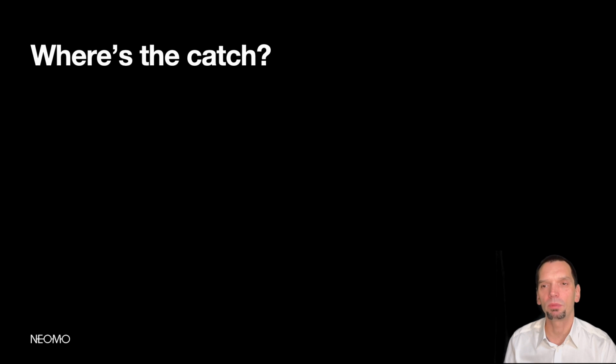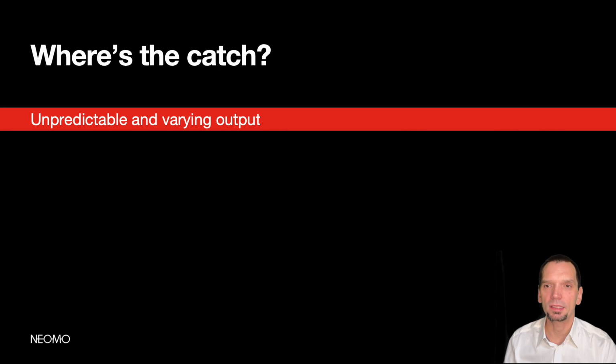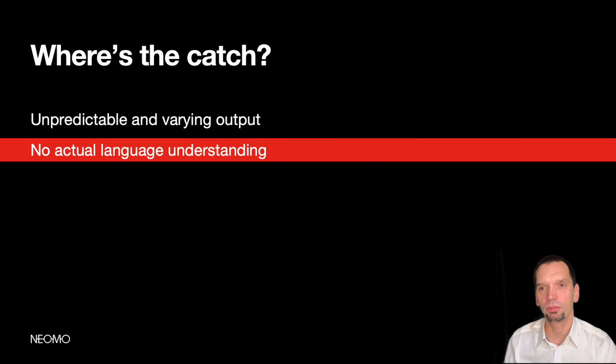That actually already brings us to the problems that persist or actually appeared with these models. First and foremost, the output is unpredictable and varying. So if you ask GPT-3 or 3.5 to summarize a text, it will come up with a different summary each time you ask it again. The second is, and that also influences the first problem, it has no actual language understanding. As I said, it's all about token probabilities.